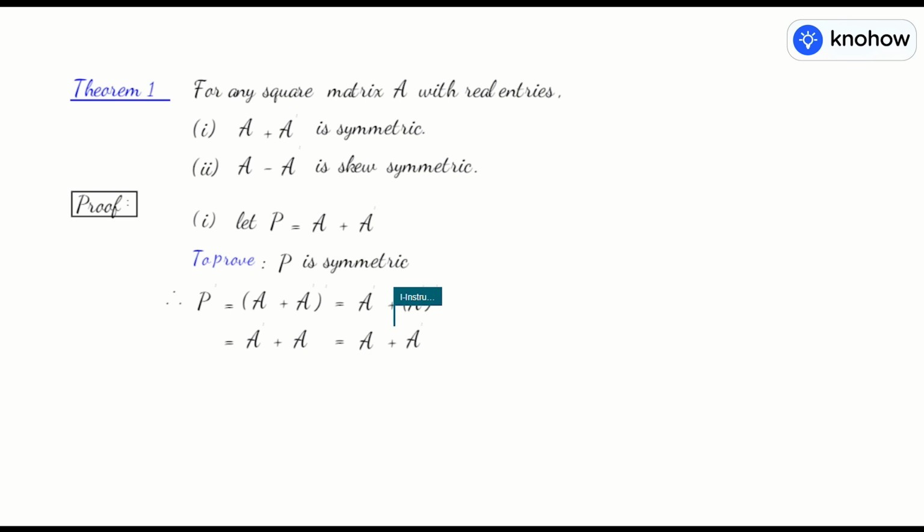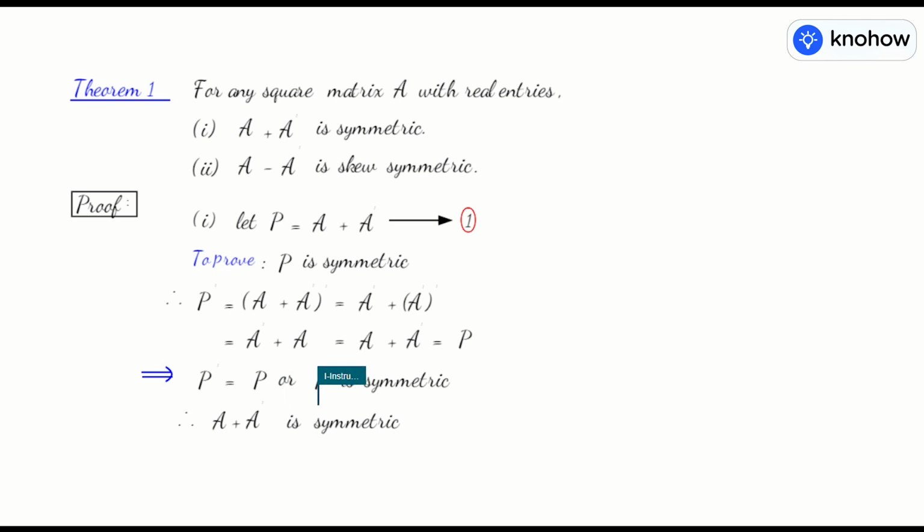And now if you look at 1, let me call it 1, from 1, A plus A dash may be replaced by P. So what do you finally get? If there is a matrix P given as A plus A dash, then its transpose P dash is the same as P, or in other words, P is a symmetric matrix, and P, which is nothing but A plus A dash, is a symmetric matrix.